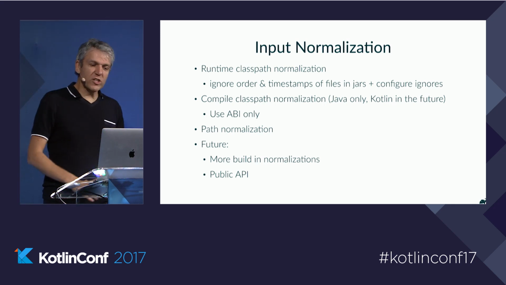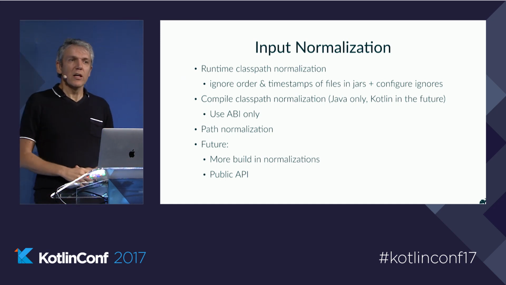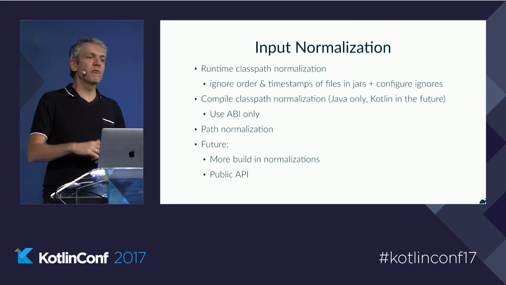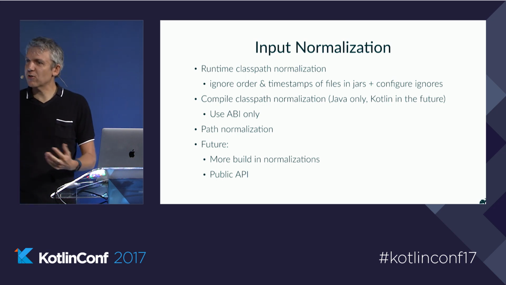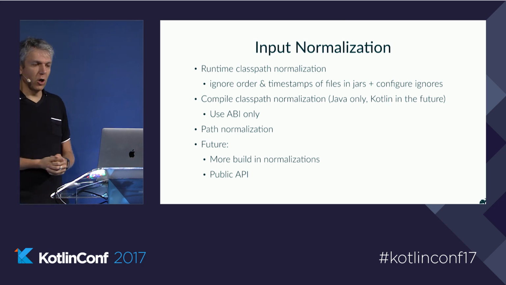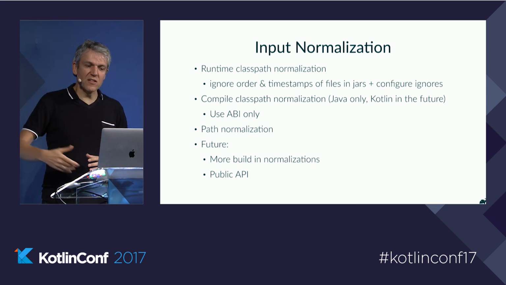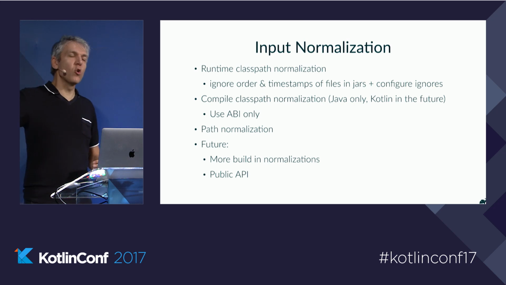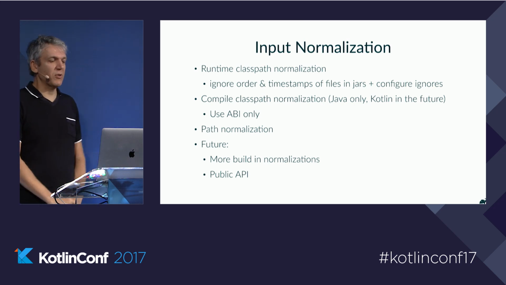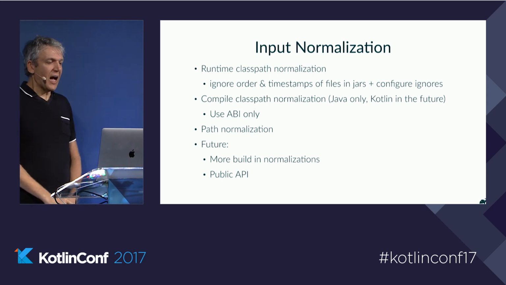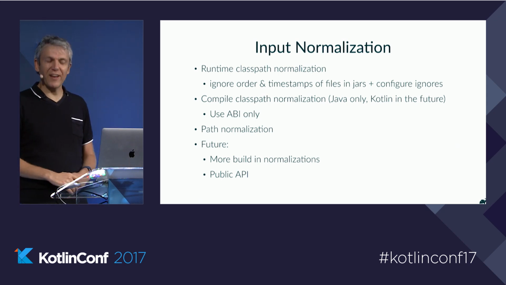The other thing you can do is configure some ignores. In many cases, you have files like build-info.properties that have no effect on the runtime behavior of your dependency. So you can say, hey, please ignore that in the context of a runtime classpath. That is one type of normalization that we do to make up-to-date checking and caching more effective.